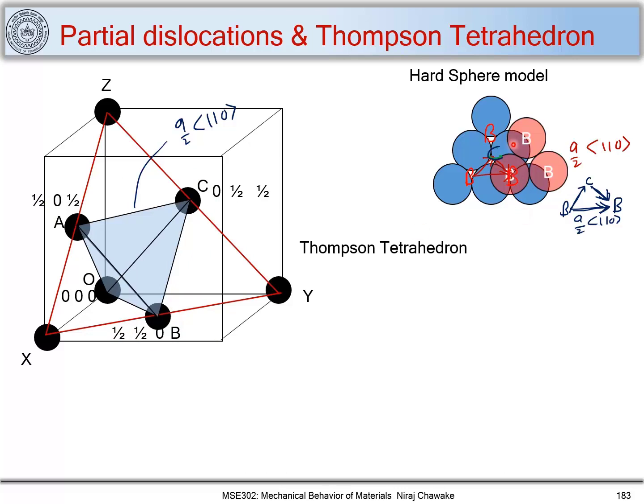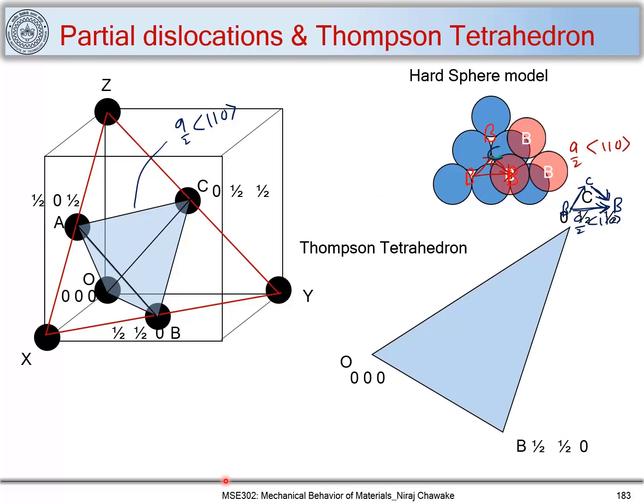And when we say that the B atoms glide over A atoms, they move via the C position. So let's consider this plane, OBC, that is O, B and C, and let us mark the Burgers vector here. We have a translation which happens from B to C. Let's mark that. So this is our Burgers vector. Let me mark it here. So this is also a/2 <110>.